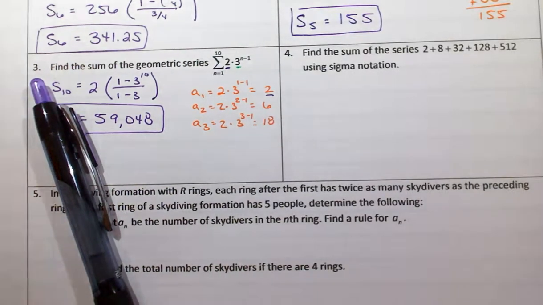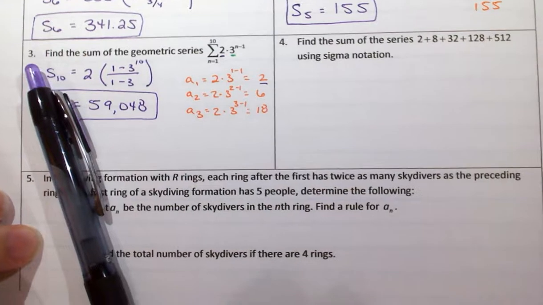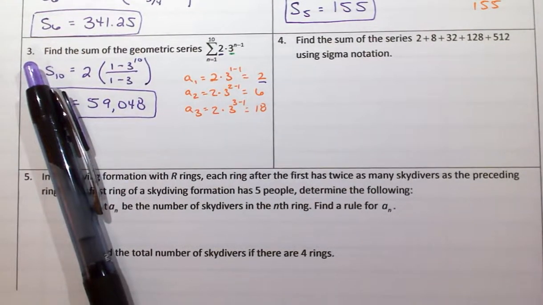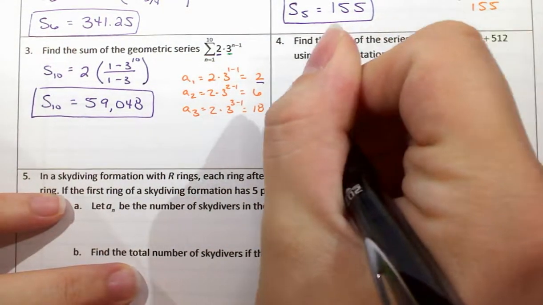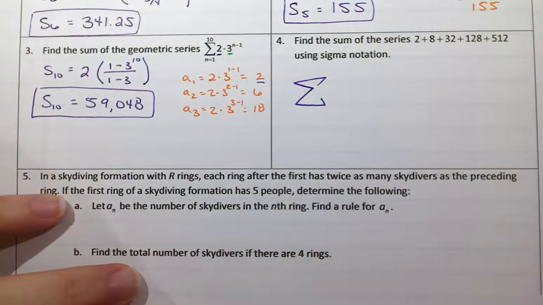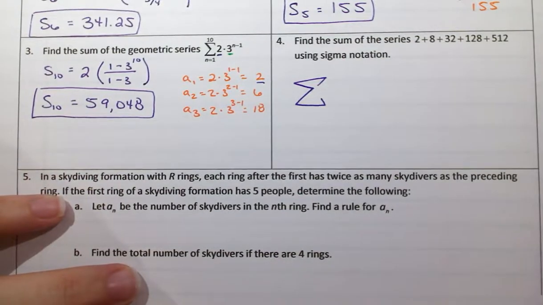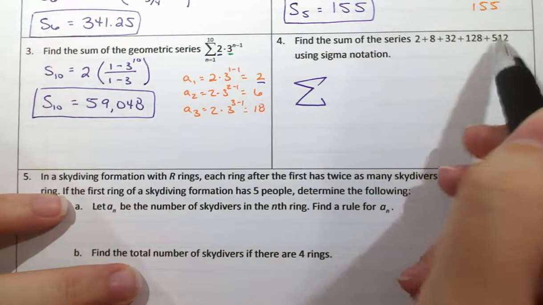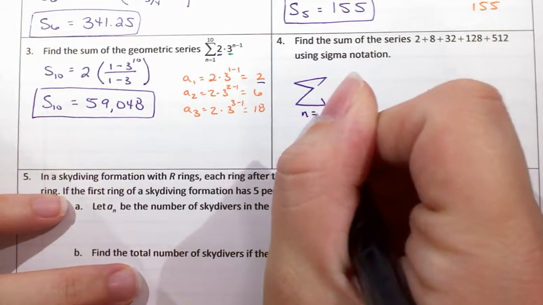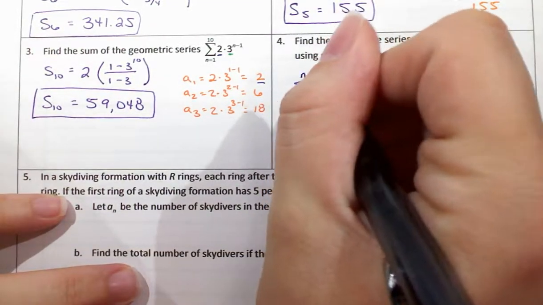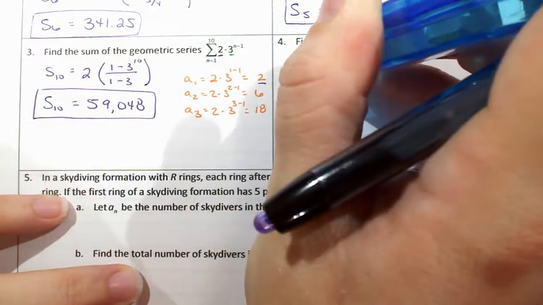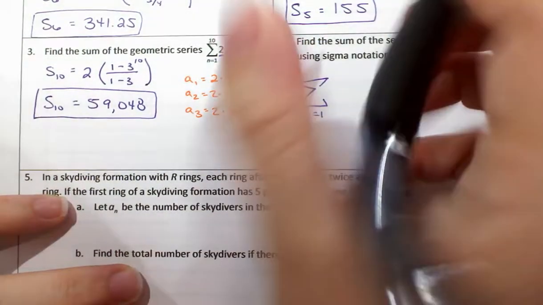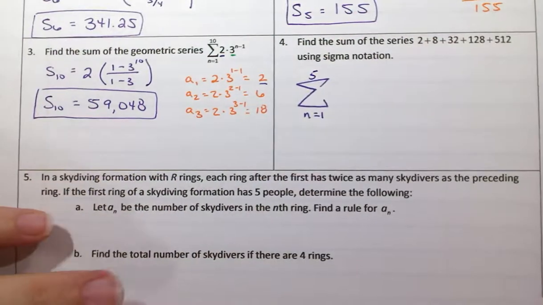All right, so number 4. It says find the sum of the series 2 plus 8 plus 32 plus 128 plus 512 using sigma notation. So we're going to actually change this back into its sigma form. The first thing we have to know is that we are adding the first 1, 2, 3, 4, 5 terms. So I'm going to say n equals 1 up to 5. We don't put n equals up there. So 1 to 5, just like so.